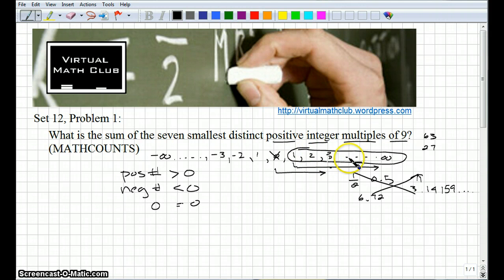And positive integers are the same thing as the natural numbers. So instead of positive integers, we could also have said natural numbers. Or we could have said whole numbers. Okay, it's the same set.